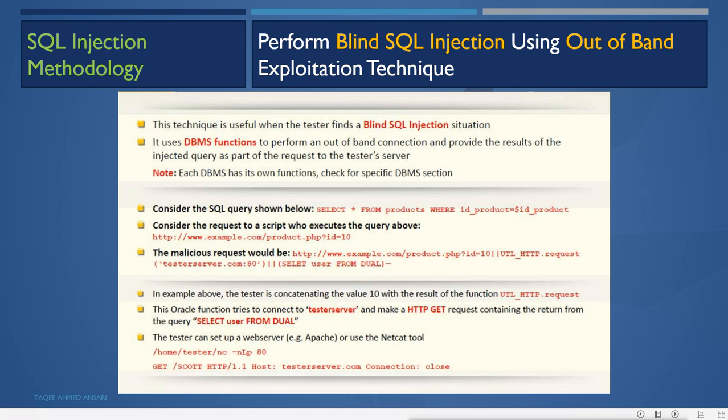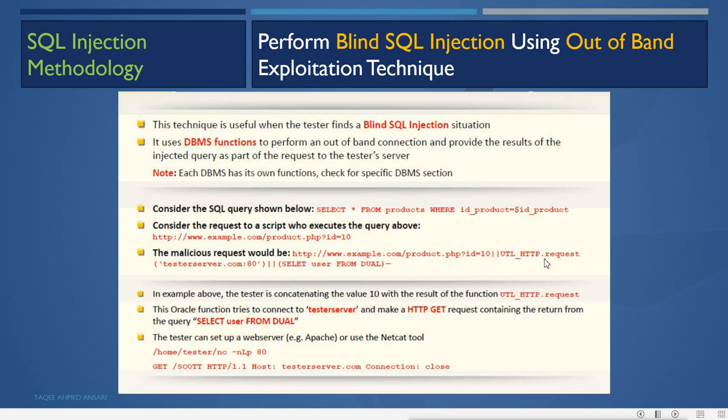So consider the SQL query here: select star from products where ID product is equal to this ID product. Now consider the request of the script which executes the query above. In the URL, the product ID is 10. So the malicious request would be this: the product ID is 1, and then it is adding this, two pipes, which is OR.